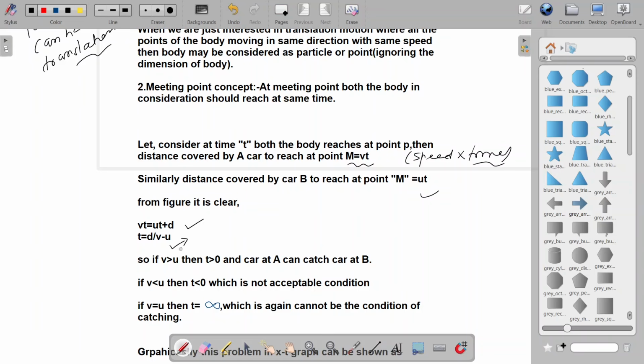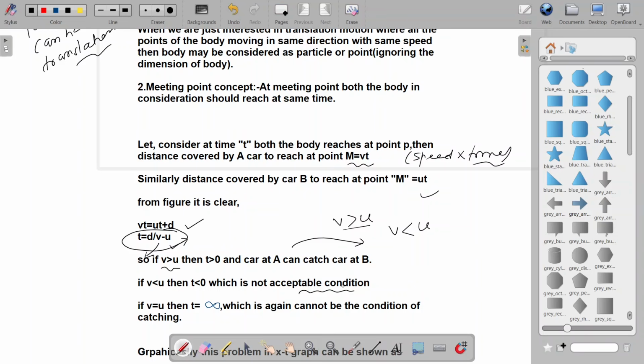Now this is a very essential equation. If you see this equation closely, it gives you the entire concept of the meeting. To meet in a chasing problem, whenever some bodies are chasing each other, like in this case, the body at the rear should have the greater velocity than the body at the front. So if v is greater than u, then only A can catch B. If v is less than u, then time will be negative, and that is not an acceptable condition.